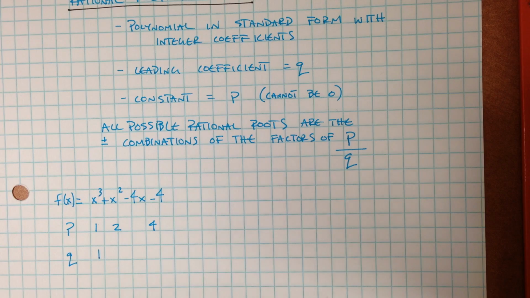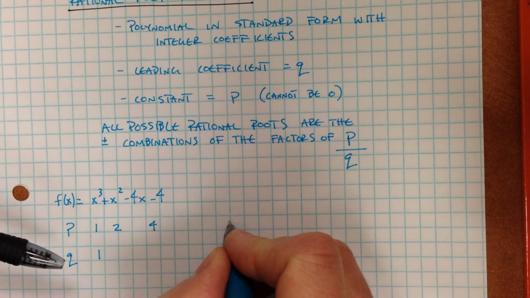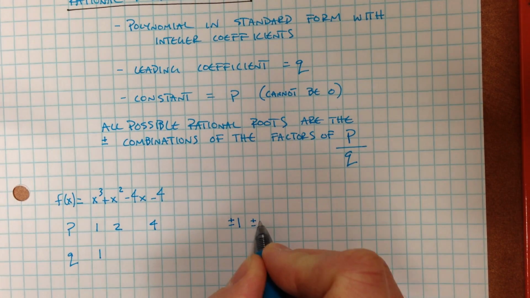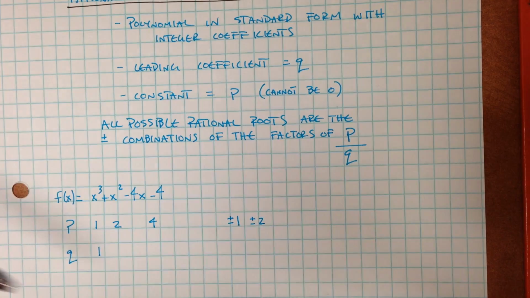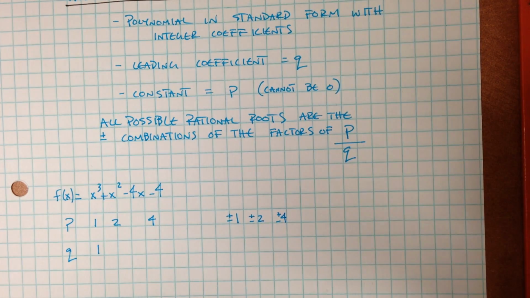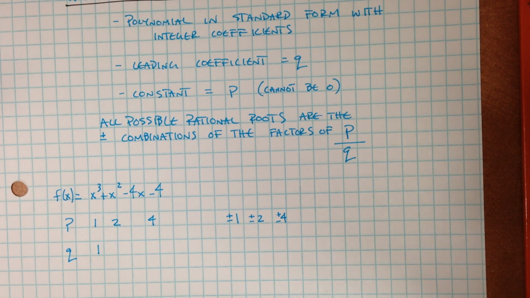Now it is all the possible combinations here. So first I'm going to start with this 1 value up top. 1 over 1 would give me a possible root of 1. 2 over 1 would give me a possible root of 2 or -2. 4 over 1 gives me 4. That is a list of all the possible rational roots of this polynomial right here. So you have a list of all the possibilities. You now need to check these possibilities to see which ones work.